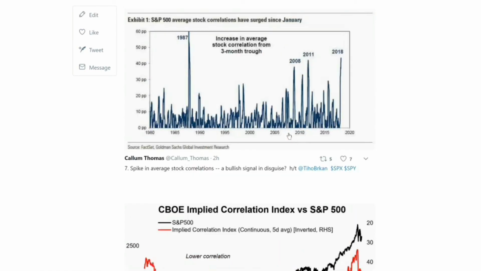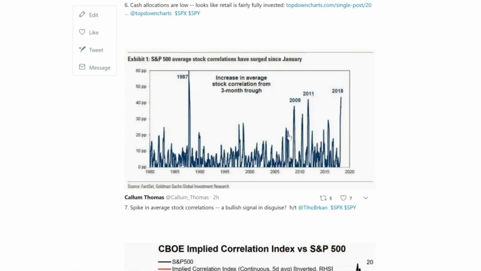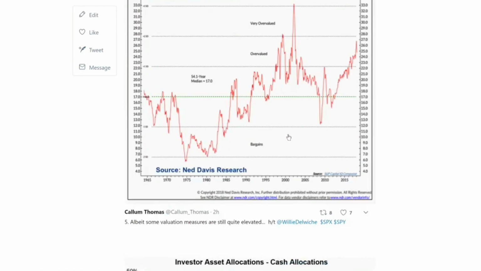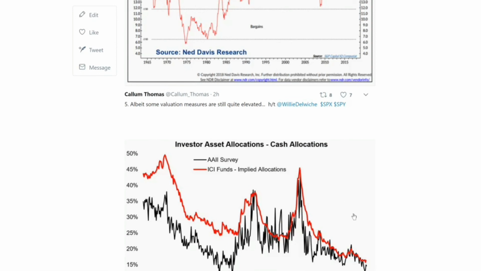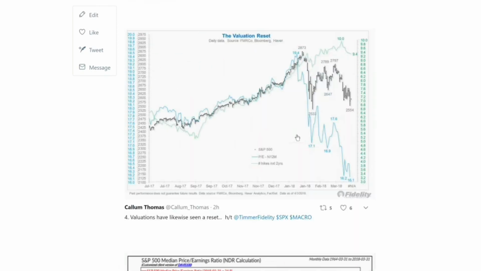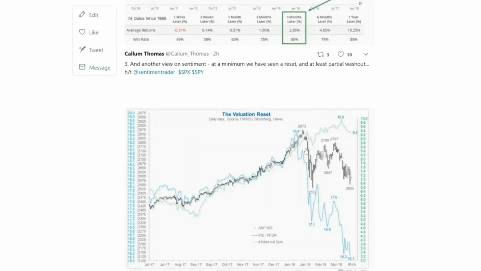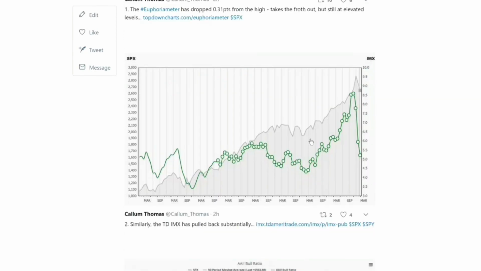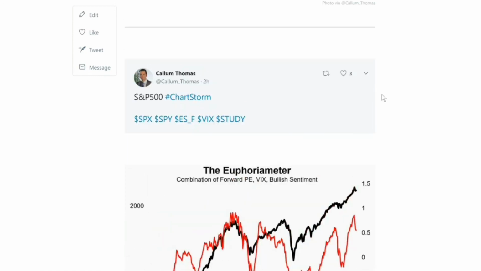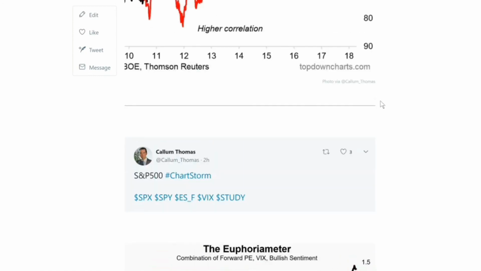In terms of market views, if correlation spiking tends to be a buy signal... These two, the cash allocations at low levels and trailing P/E at high levels, are late cycle signals, there's no doubt about that. But you throw in the fact that forward P/E has reset, sentiment has reset, and correlation is spiking, maybe the odds of an end to this correction are rising. So it's something to think about.